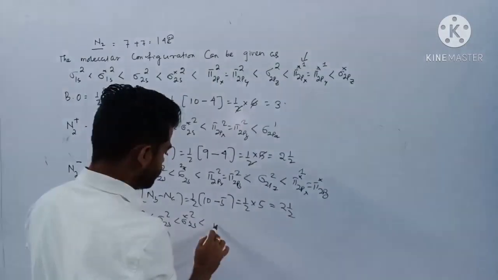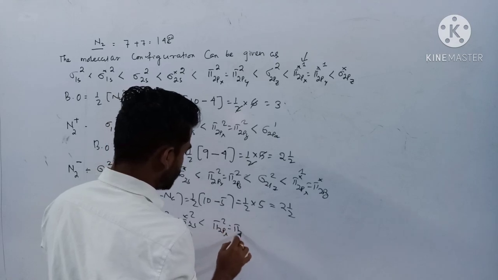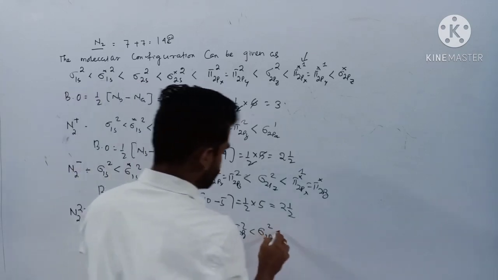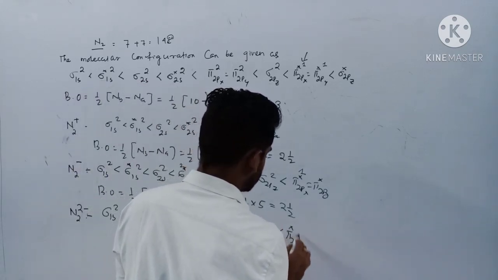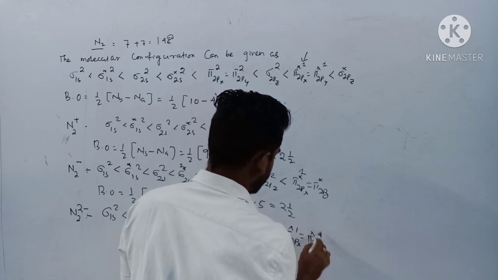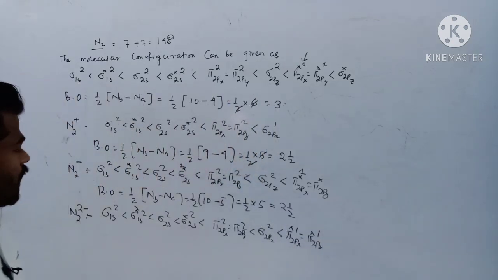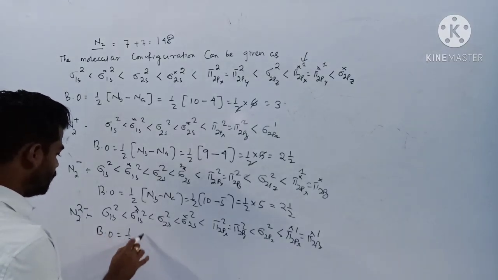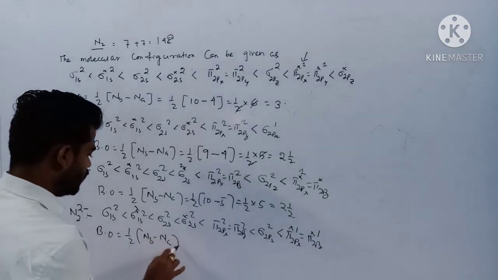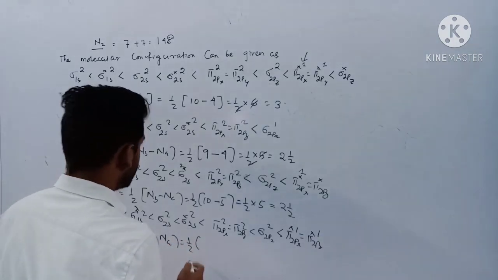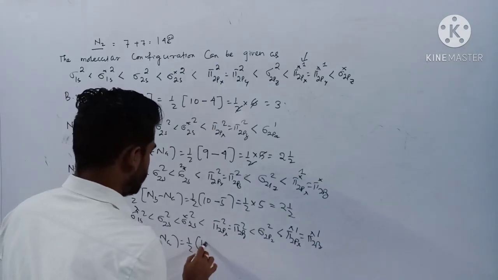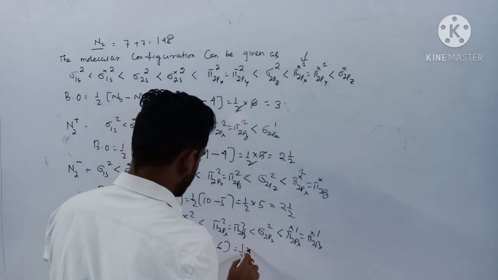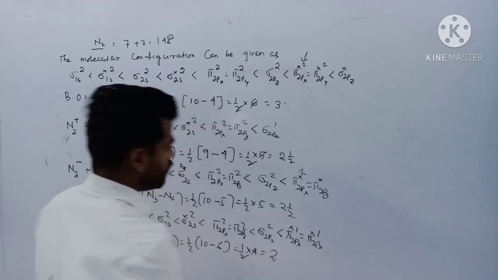Next, π2px equals π2py, less than σ2pz. Next, π*2px equals π*2py, this much. One more antibonding electron is there. So here if you calculate the bond order, half into Nb minus Na, that is half into Nb, the number of bonding electrons, which will be no doubt 10, but antibonding electrons become 6 over here. So that is half into 4, so the bond order will be 2.